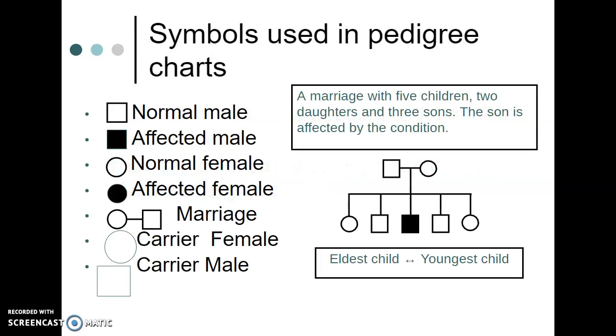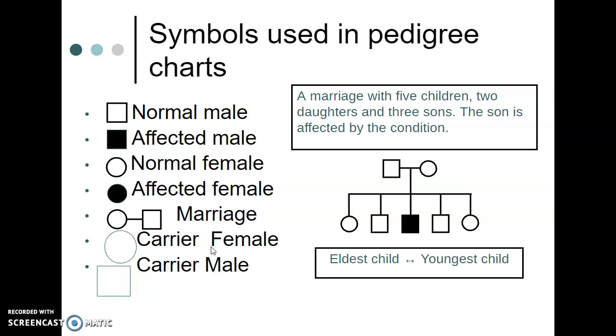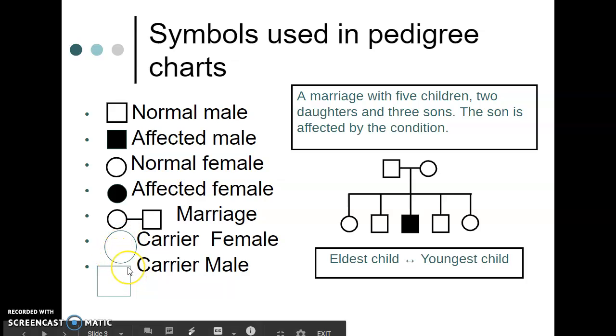We use the square to denote a male. If the square is filled in, that means that male has whatever condition the pedigree chart was being done for. A circle is a female. If it's filled in, shaded in, that female is affected. The line between a male and female shows that they have children. If the person is a carrier female, she carries the trait and is halfway shaded. If it's a carrier male, he's halfway shaded.